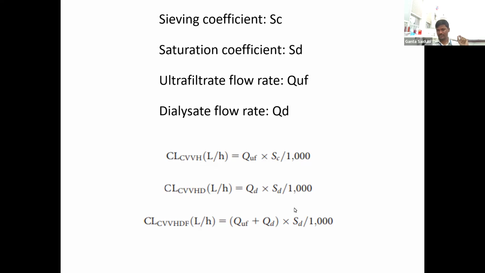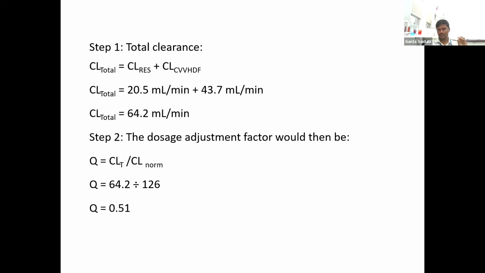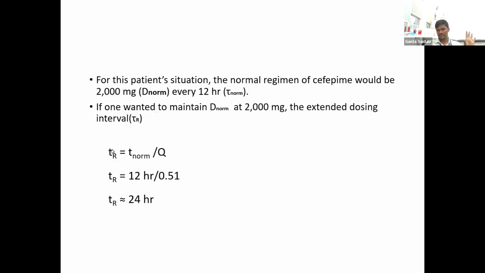These values you'll get from the standard literature: the SC value, the SD value, and the ultrafiltrate rate, which you will get from the CRRT machine. By using these formulas, you can calculate the CRRT clearance and the residual clearance. You apply the total clearance value, the residual clearance value and the CRRT clearance here, and when you apply the dose adjustment factor, you can calculate the dosing interval and dose.